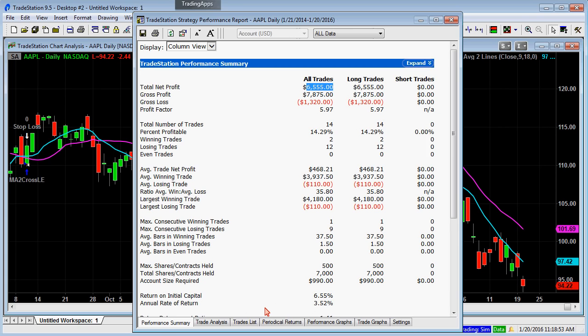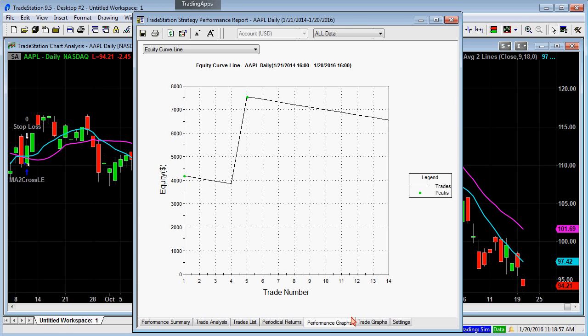If I take a look at other tabs here at the bottom, we have my performance graphs. Yeah, this doesn't look very nice because of the lack of trades. You can see the trades down here. We have 14 trades, and this is our P&L. At one moment we were making $4,000, and then it just jumped over here to above 7,000. Then we had some losing trades, gave back some of that profit, and we're slightly above the $6,000 range.